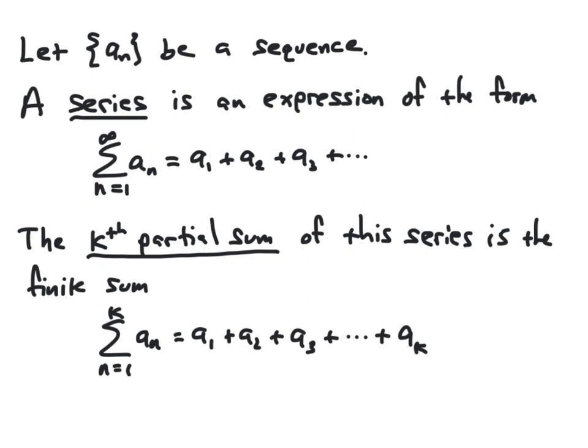The kth partial sum of the series is a finite sum that we get by ending the summation after k terms. So we have the sum n equal 1 to k of the sequence a sub n, and this would be a1 plus a2 plus a3 and so on, but ending after we get to a sub k. And so this is a finite sum that we can easily compute by just typing the number a1 into a calculator, adding a2 to that, then adding a3 to that, and then stopping after we've added the number a sub k.